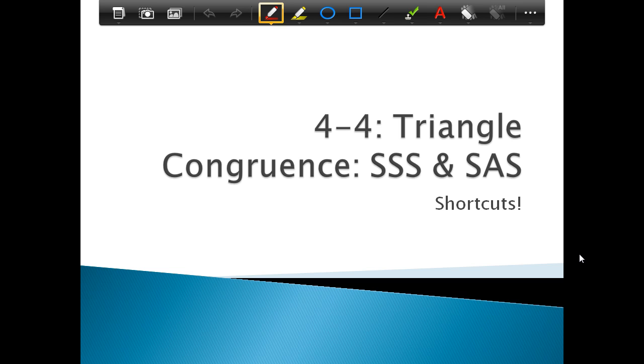We're actually going to look at a couple of different ways to prove triangles congruent without going through that entire process we did last time. It takes a little bit of time to go through and say every single piece is congruent. So instead we're going to look at a couple of shortcuts. How do we get directly to triangles being congruent without going through every single possible piece?